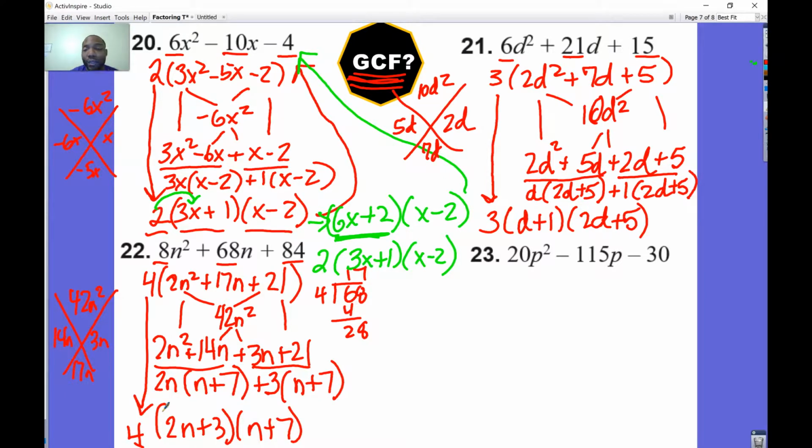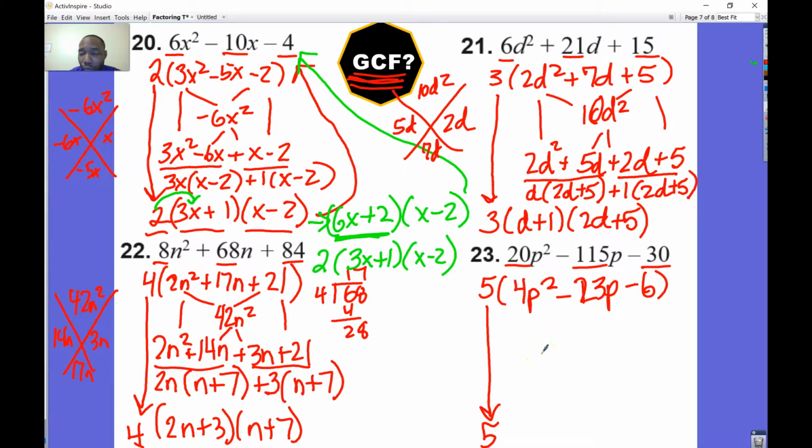All right, last one. So this is 20. This is negative 115. This is 30. I know 5 goes into all these numbers. Okay, so I'll say GCF would be 5. Take out, gives me 4p squared. 5 goes into 115 23 times. And then that's 2 times 3, Mr. O'Neill. That gives you 6. So that'll be a 23p, and then minus 6. All right, butterfly. Put my 5 down here. I will not forget you, 5.